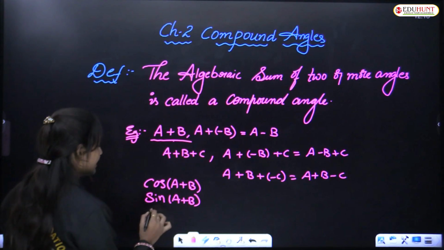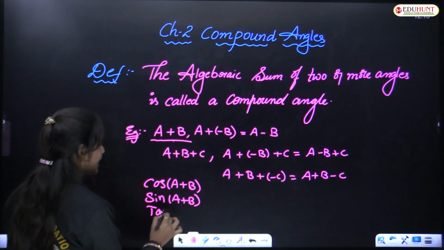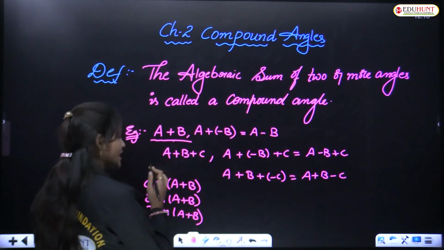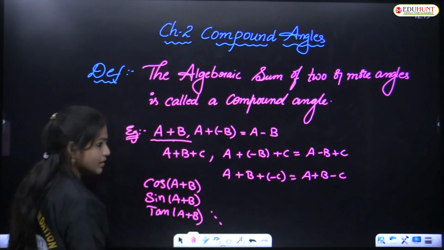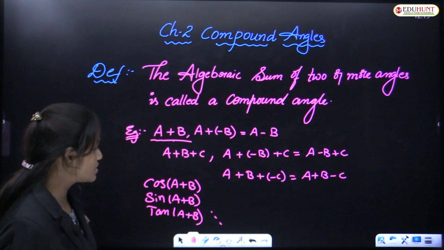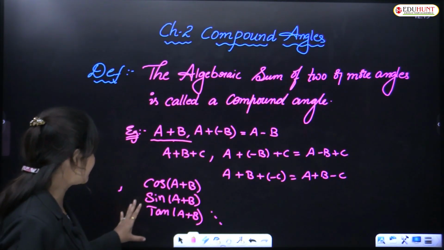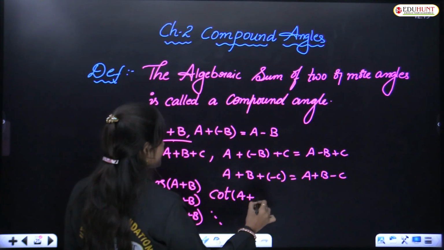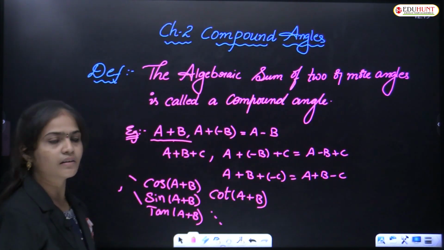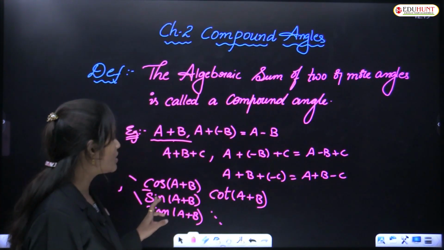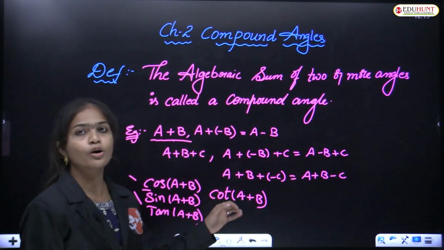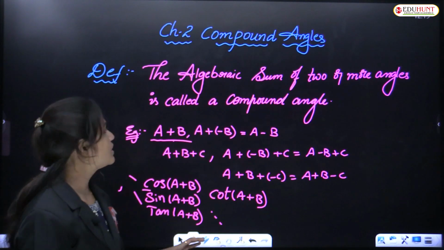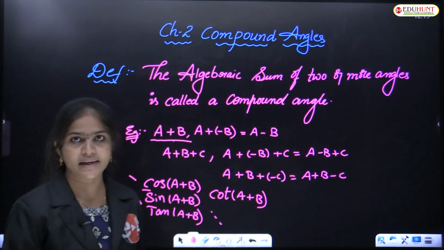Like that, other ratios: tan of A plus B, tan of A minus B, sine of A minus B, cos of A minus B, and so on. Secant of A minus B, so many values there. We can apply them, but mainly we apply sine, cos, tan, and cot of A plus B. These 4 values we can use here. So sine, cos, tan, cot of A plus B or A minus B, whatever it may be, depends on the given question. This is the definition of compound angles.